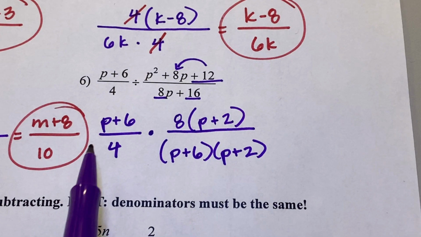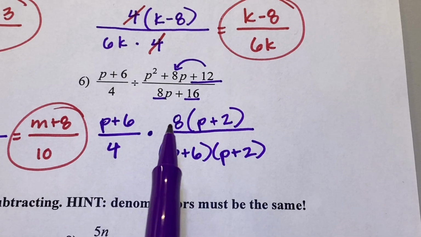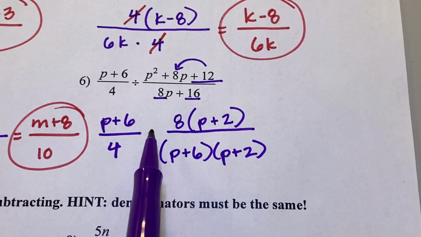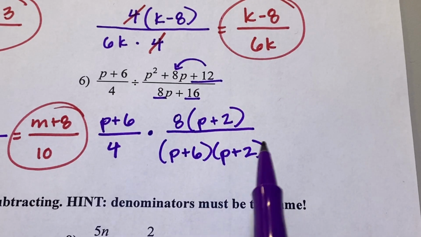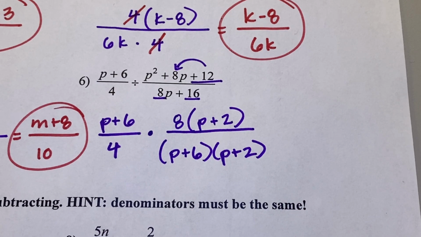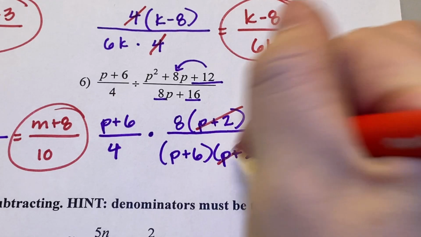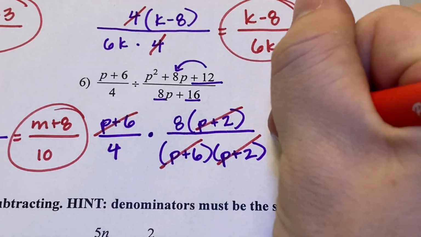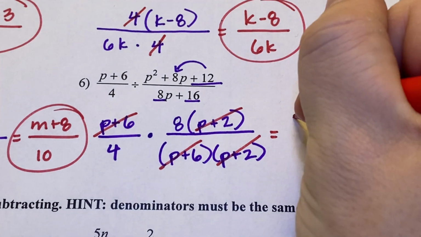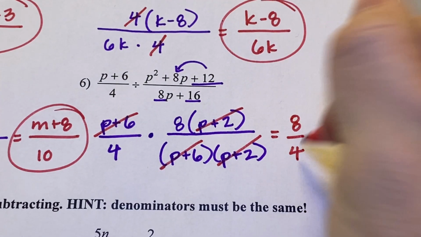Nice. So we kept the first guy, didn't have to factor anything there. Changed from division to multiplication. And factored and flipped. What can cancel? P plus 2 over P plus 2. Yes. Anything else? P plus 6 and P plus 6. We're left with 8 over 4.